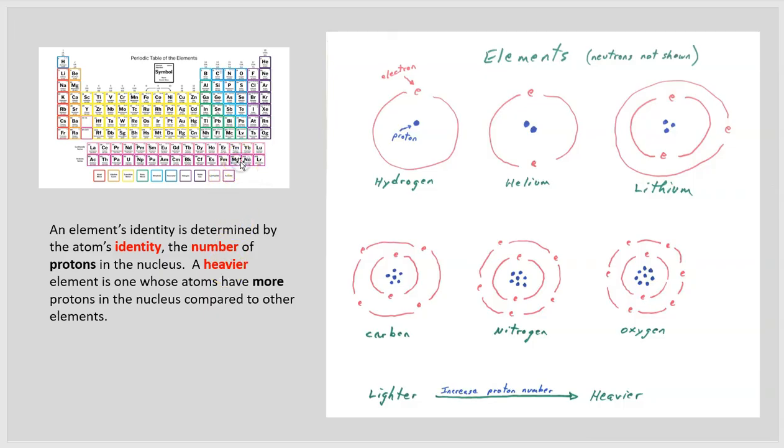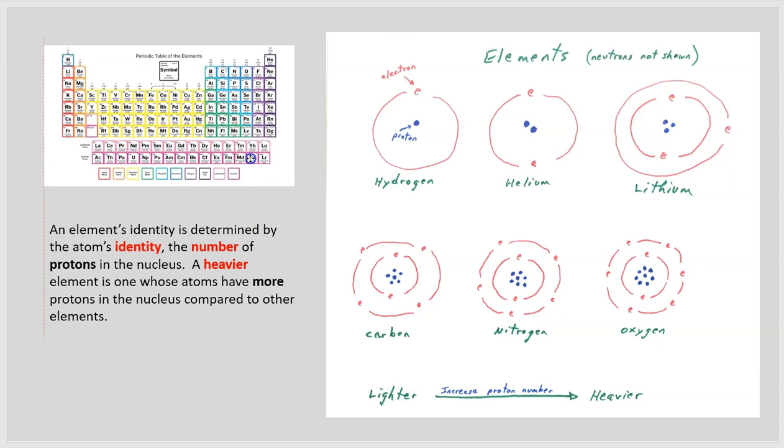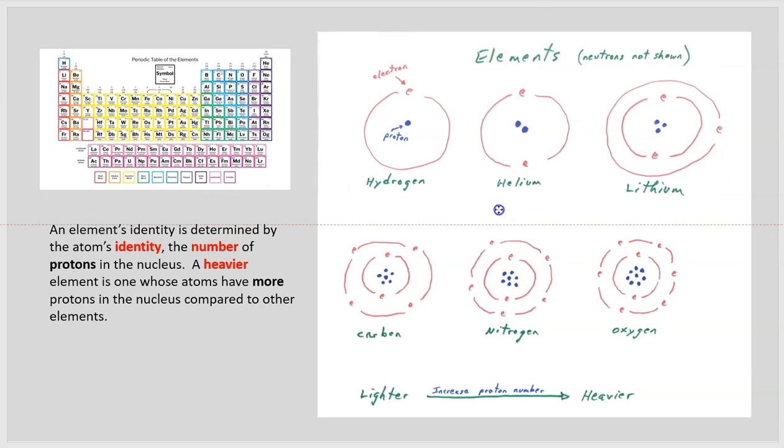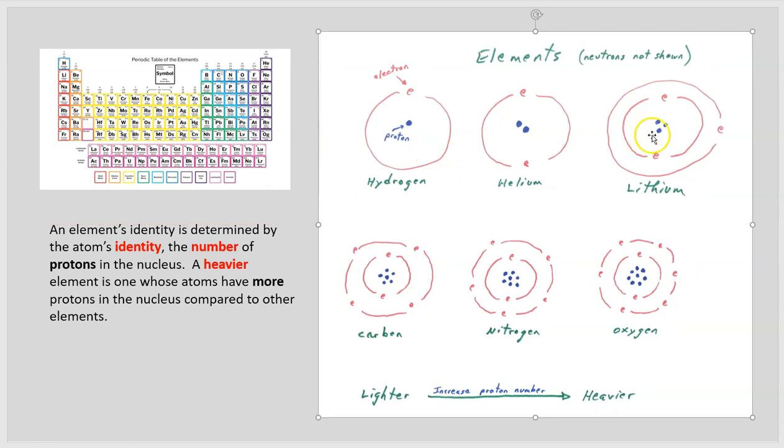Okay, now let's introduce a new concept here. On the left here, I've got the periodic table of the elements. And on the right, I've drawn a simplified version of some of the atoms of those elements. Let's remind ourselves that an element's identity is determined by the atom's number of protons in the nucleus. So here's the new concept. A heavier element is one whose atoms have more protons in the nucleus compared to other elements.